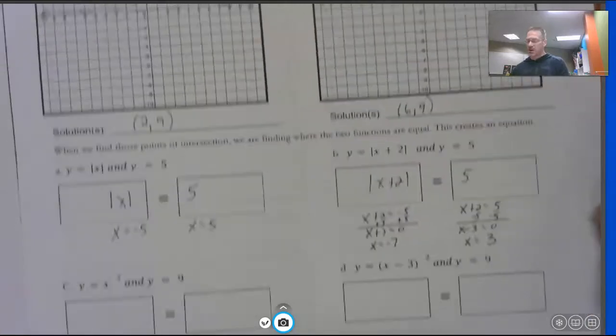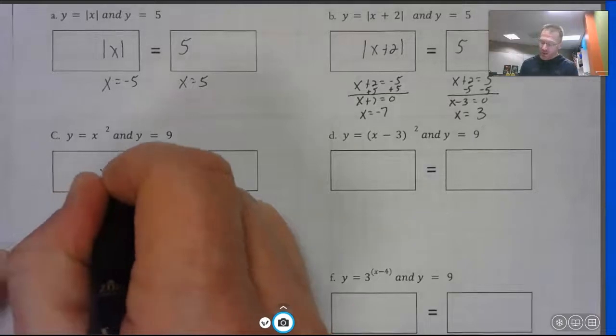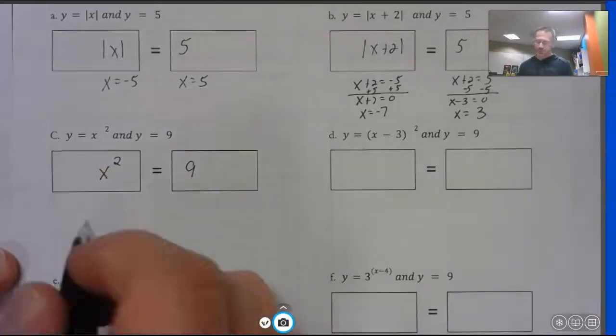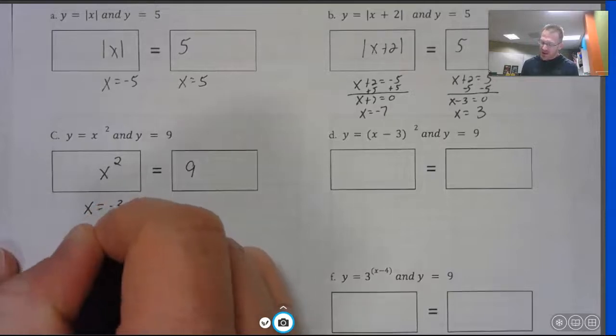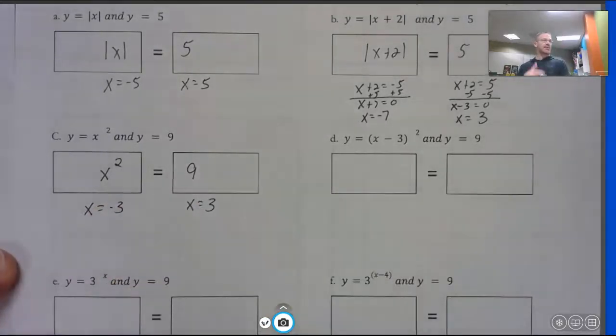All right, and now we can see this again in our quadratic down here. X squared equals 9. All right, what number squared is 9? Well, it could be negative 3. It could be positive 3. Negative 3 times negative 3 is positive 9. 3 times 3 is 9.